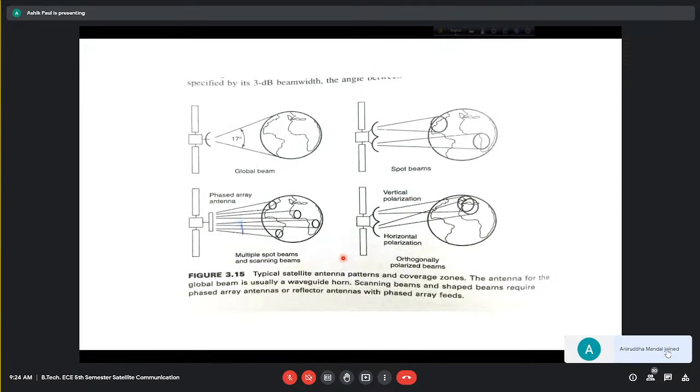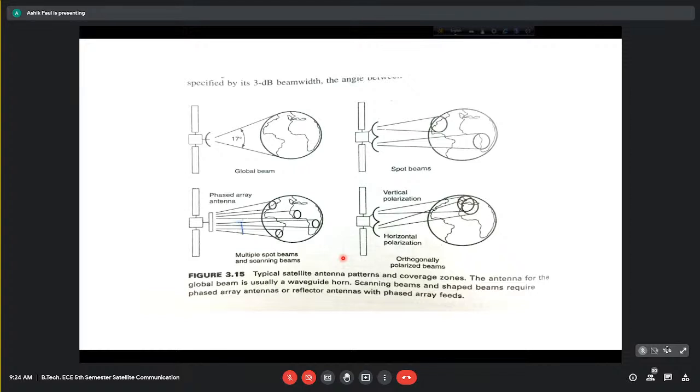Typically, regarding the patterns of the satellite antennas, we won't go into the details of those different kinds of antennas, their structure, their characteristics, because I think you have already studied them in one of the earlier semesters.